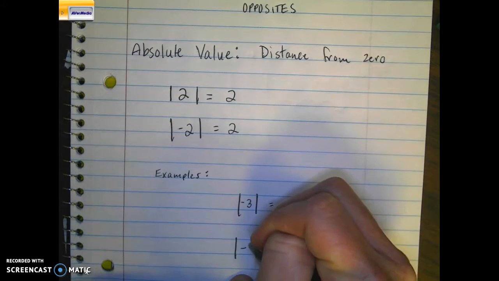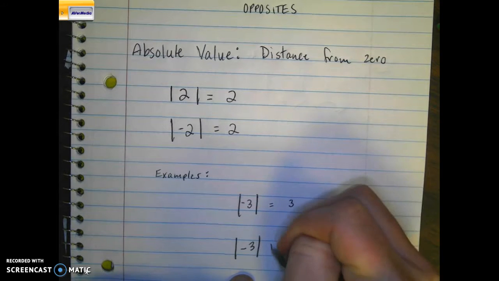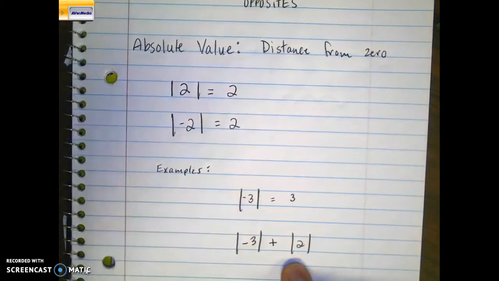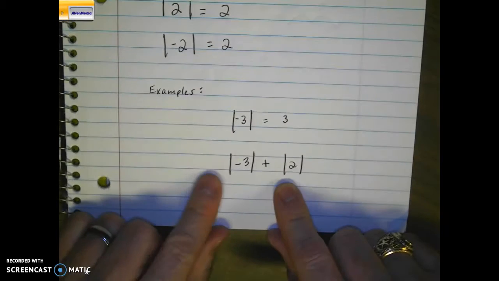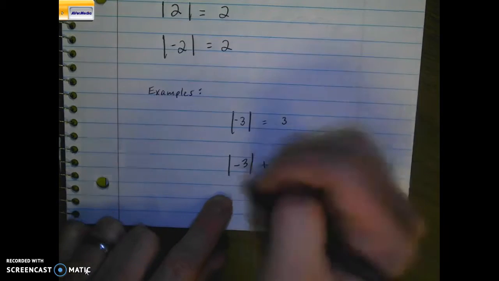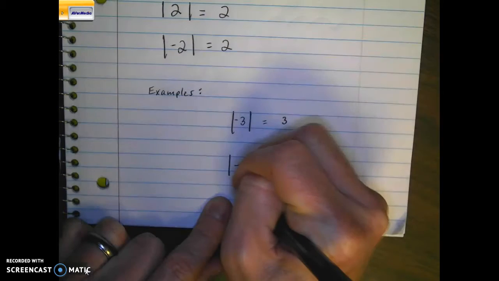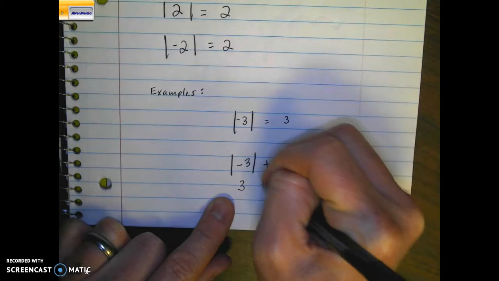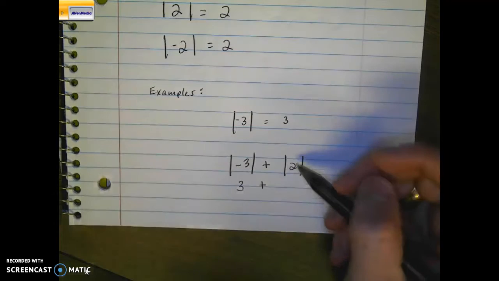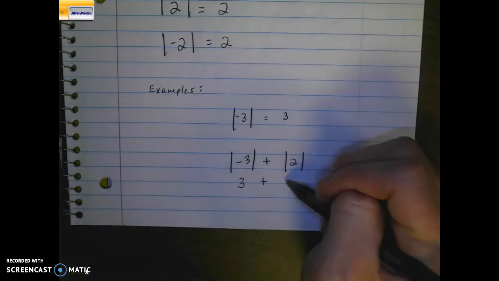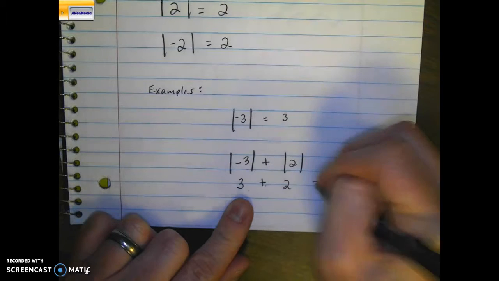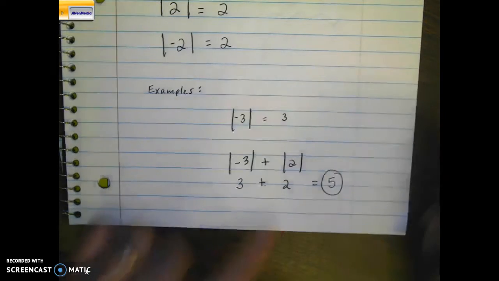Let's take the same number, -3, plus 2. So it's asking me for the absolute value of both. Well, again, what's the absolute value of negative 3? We just did it. The absolute value of negative 3 is 3. Now I'm going to bring down my addition symbol. What is the absolute value of 2? How far is 2 from 0? Well, it's 2. So what did this problem turn into? 3 plus 2 equals 5. You see?